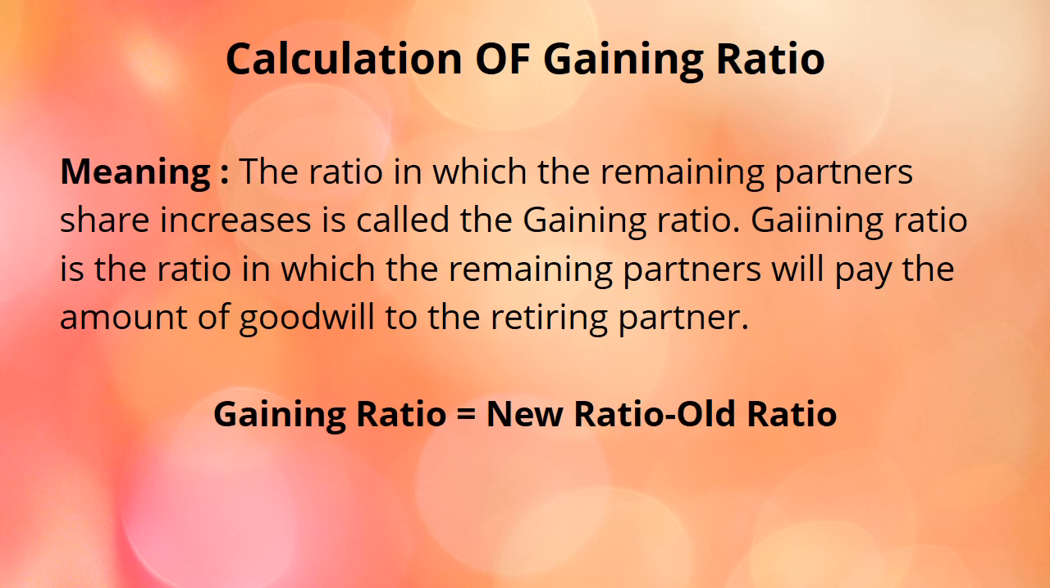Calculation of gaining ratio. See the meaning of gaining ratio. The ratio in which the remaining partners' share increases is called gaining ratio. Gaining ratio is the ratio in which the remaining partners will pay the amount of goodwill to the retiring partner. And how is gaining ratio calculated? That is new ratio minus old ratio.